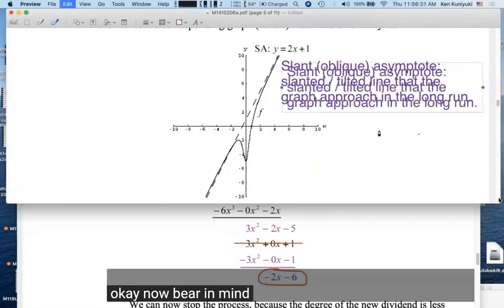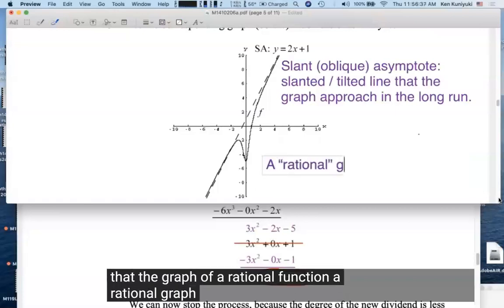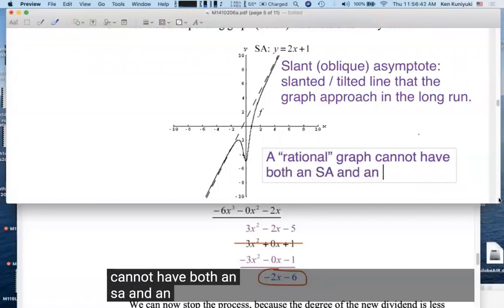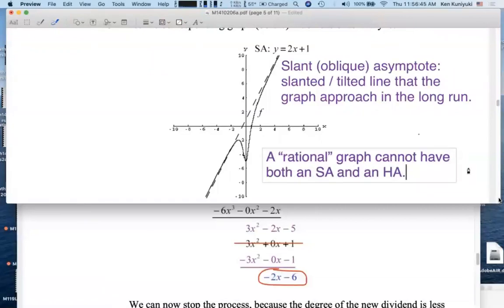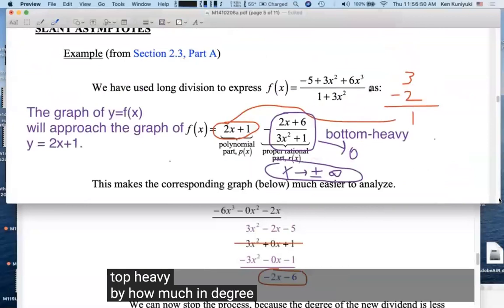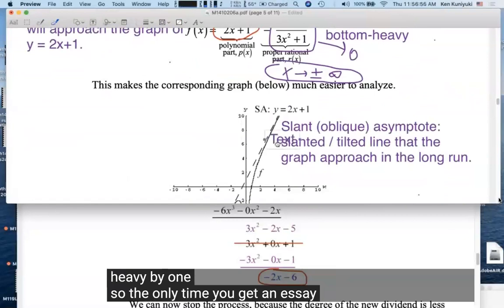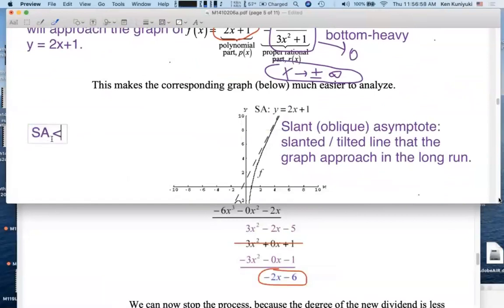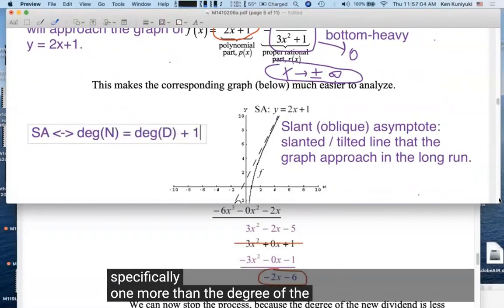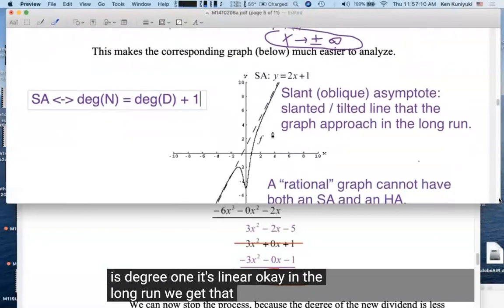Now, bear in mind that the graph of a rational function cannot have both an SA and an HA. The only way you have an SA is if you're top heavy. In particular, if you're top heavy by 1. So the only time you get an SA is if the degree of the numerator is specifically 1 more than the degree of the denominator. Then the quotient is degree 1. It's linear.